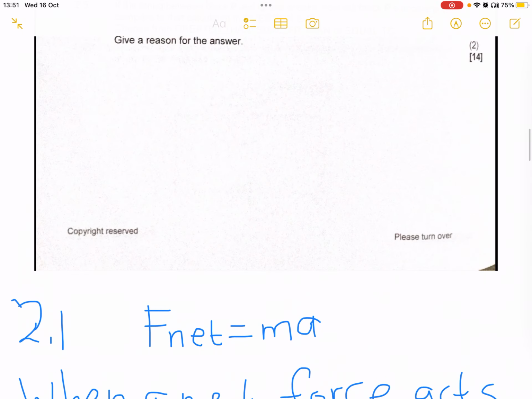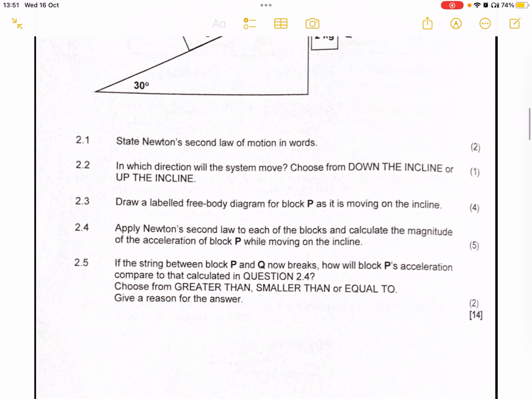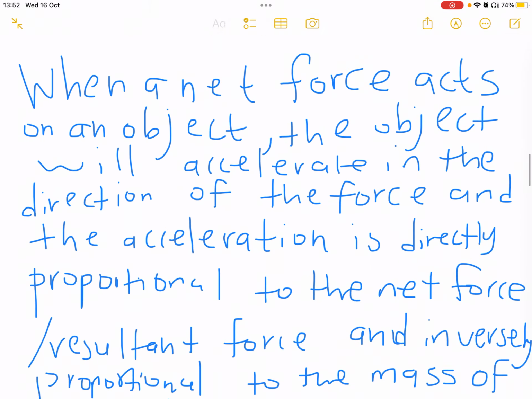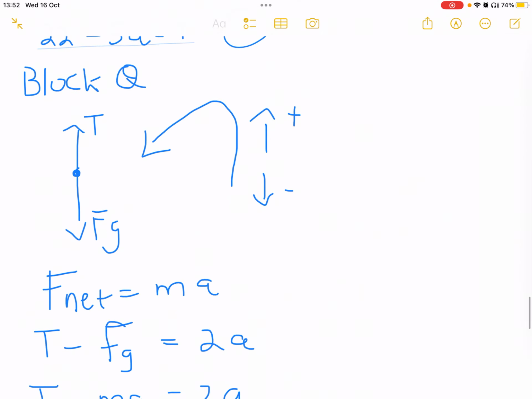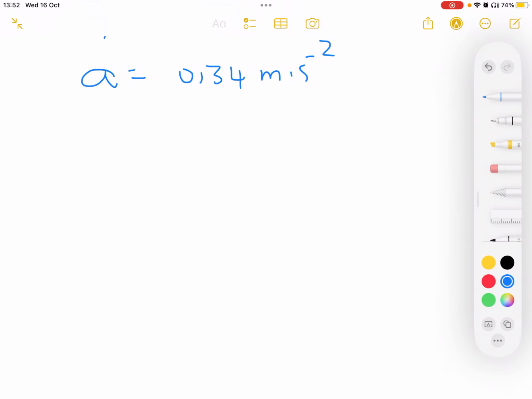Next question. Oh, this is our last question. If the string between block P and Q now breaks, how will block P's acceleration compare to the one calculated in question 2.4? Choose greater than, smaller than, or equal to, and give a reason. So we chop off the string. If we chop off the string, definitely the object was going down, but at a small acceleration. So the acceleration is going to be greater, or it's going to increase, basically.